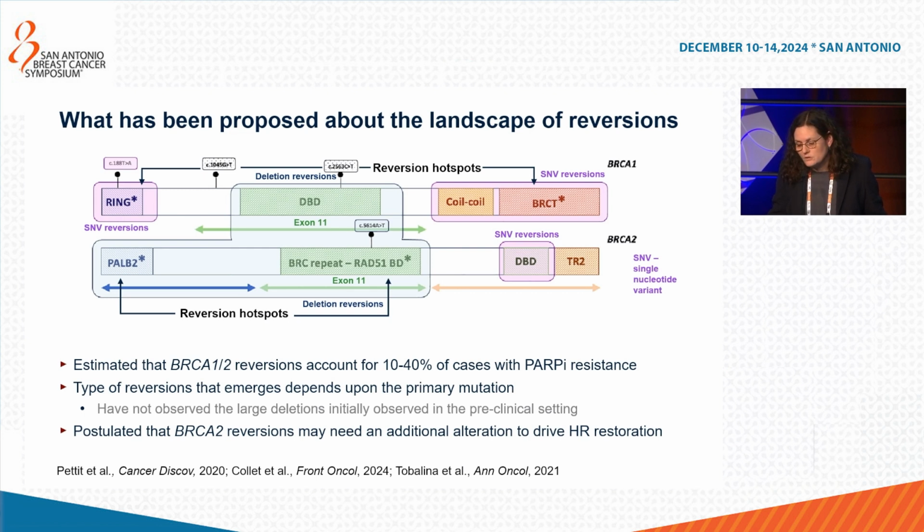The reversion that emerges depends on the primary mutation, but the large deletions initially observed in the preclinical setting have not been reported as much to date, and it's been postulated that BRCA2 reversions may need an additional alteration to drive HR restoration.